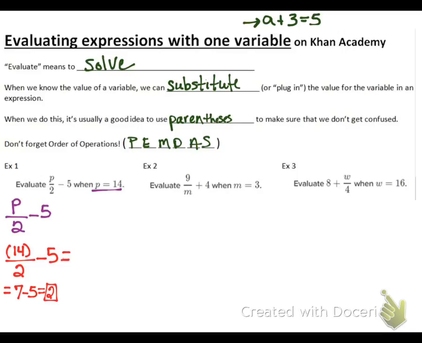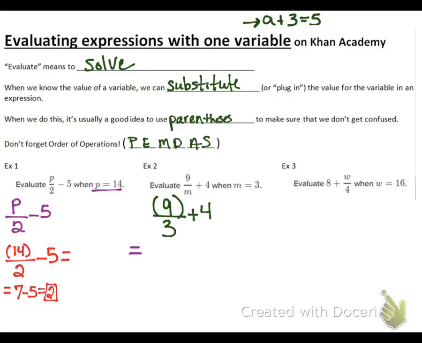So now we're going to look at example number 2. It says evaluate 9 divided by m plus 4 when m equals 3. So what do I substitute for my m? 3, because it says m equals 3. So I'm just going to plug in that 3 where my m used to be. And then I'm going to solve by using order of operations. Oh, I didn't put my parentheses around. I'm going to put my parentheses around. See? I've got to get in the habit of doing that as well.